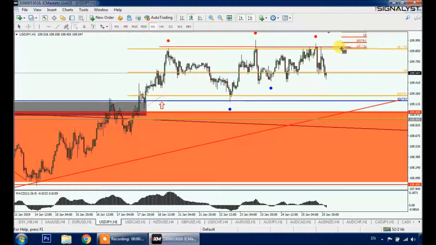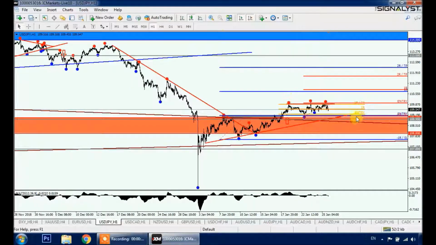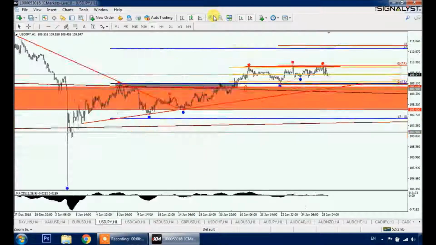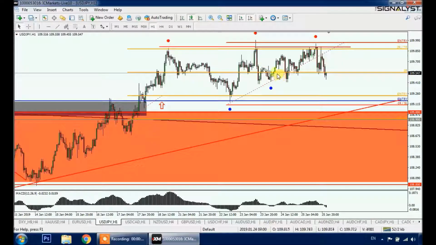Your entry would be around here and your stop loss should be below this swing. So we've got 3 entry opportunities on USD JPY: the blue one on the retest, the red one on the break above the red level, and if you are still in the short-term trade, keep holding this one in orange.